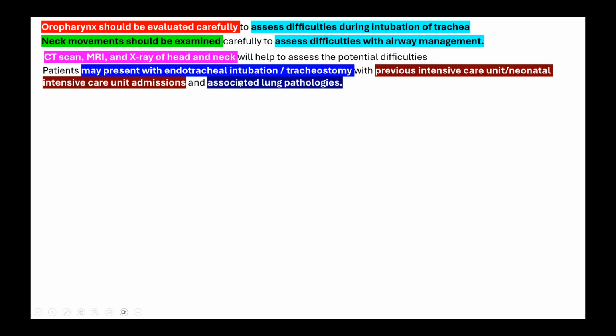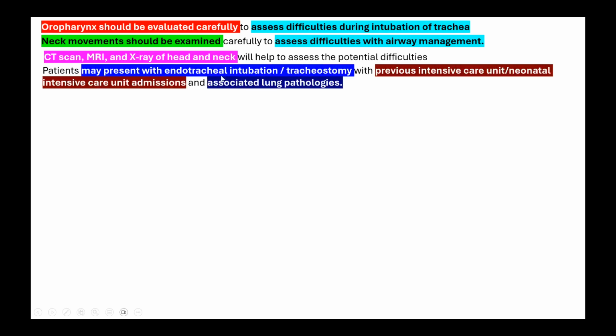And oropharyngeal examination should be evaluated carefully to assess whether there are difficulties during intubation of the trachea if you plan to do an intubation. And just like assessing the difficult airway, you must do the neck movement mobility as well as the difficulties with airway management. And preoperative investigations, usually we do a CT scan, MRI, X-ray of the head and neck, which will assess or give you a clue about the potential difficulties.